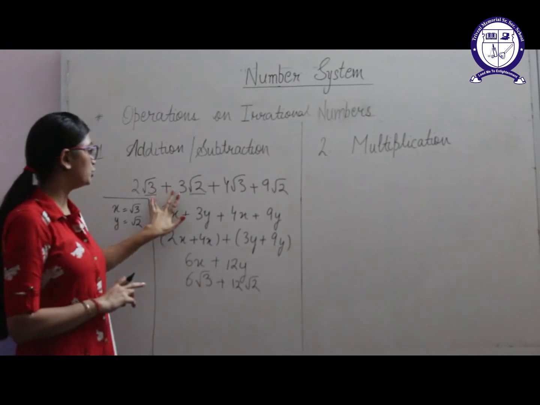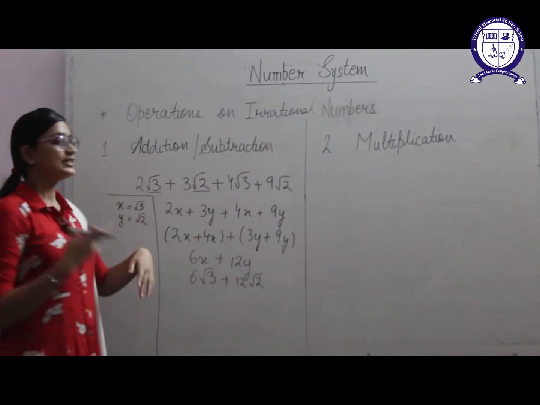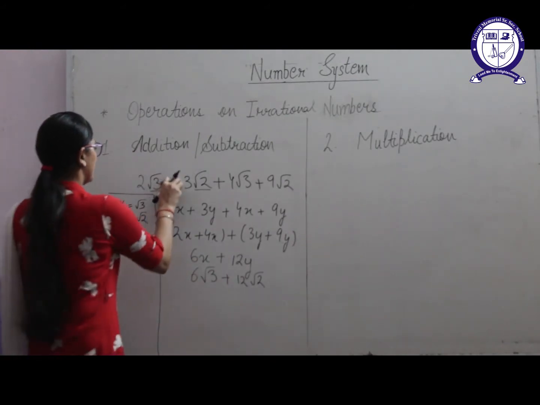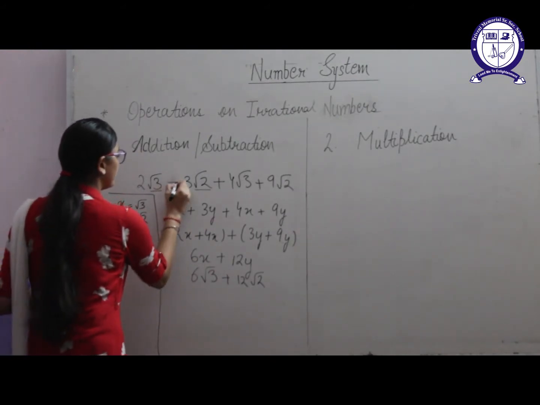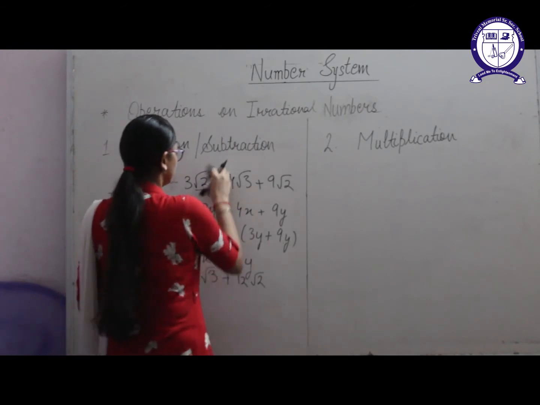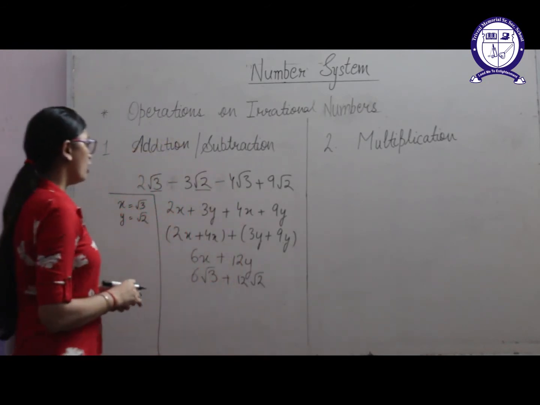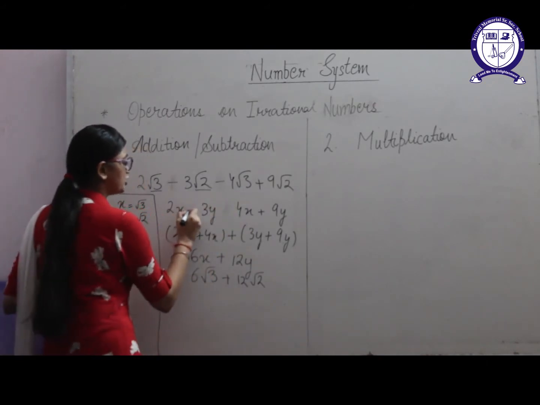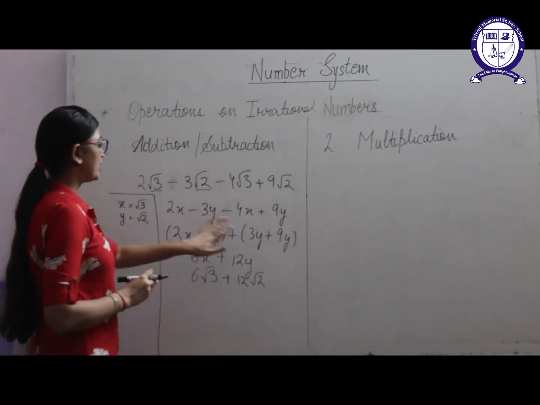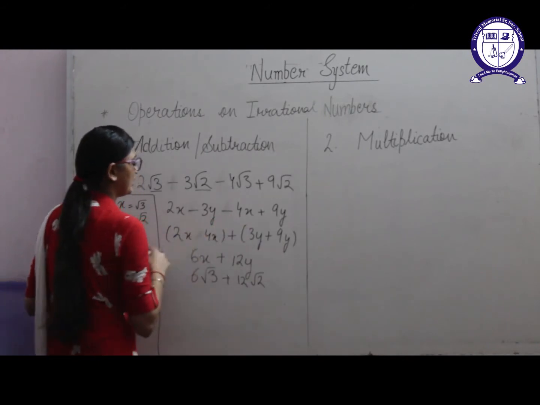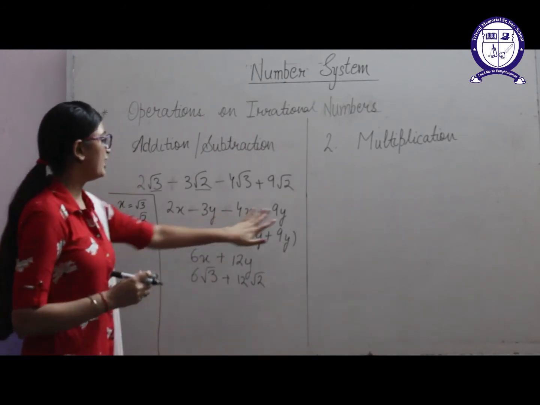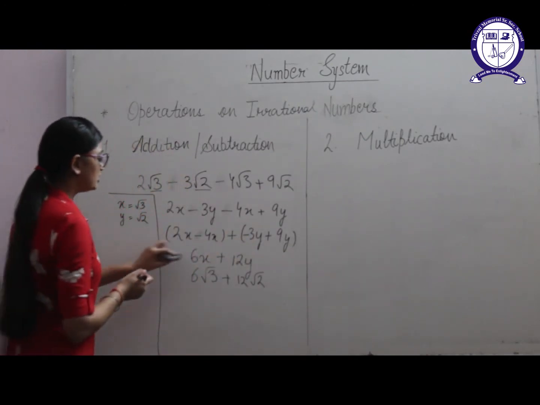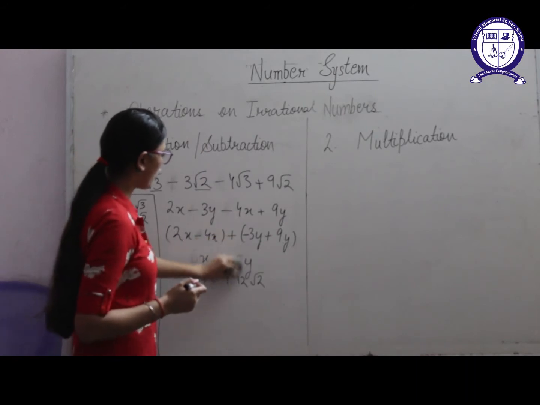We can't add root 3 and root 2 terms. Similarly, if I have a minus in place of plus, so suppose we have a minus here and a minus here, the question will change accordingly. Like this, plus will change into minuses and 2x will be subtracted from minus 4x, and 3y and 9y will be like this. So we will change the coefficients accordingly.